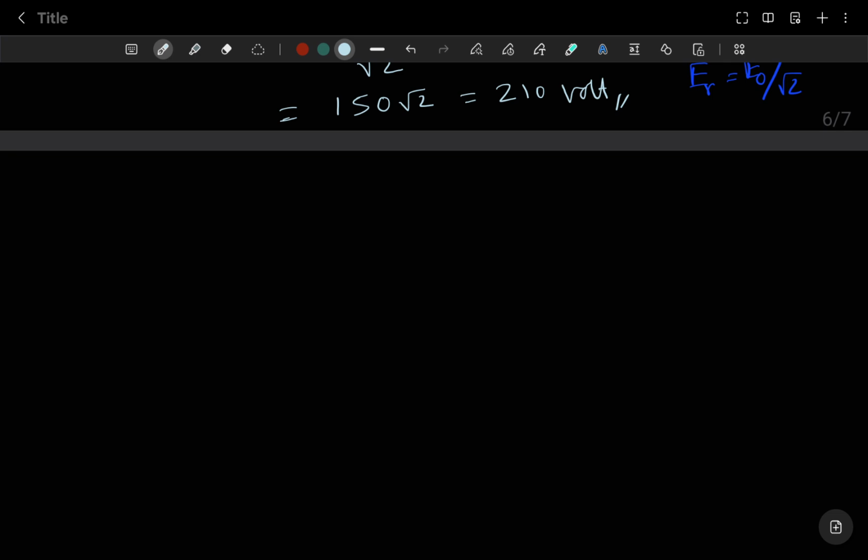Now let us do this problem number 4. This type of problem is asked in the boards. It's very common. R is 300.